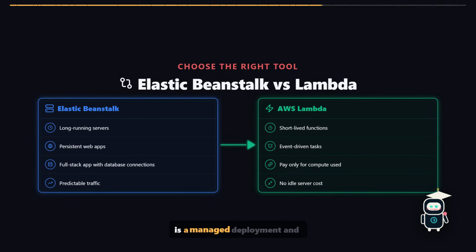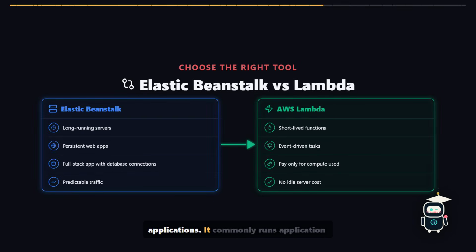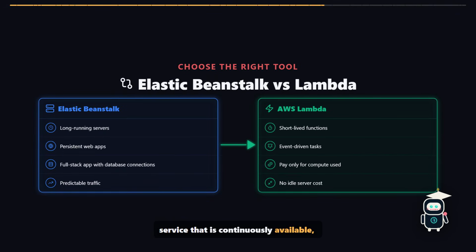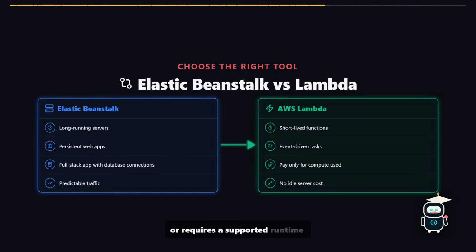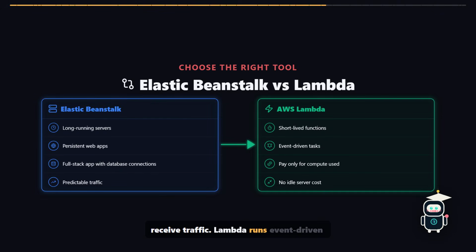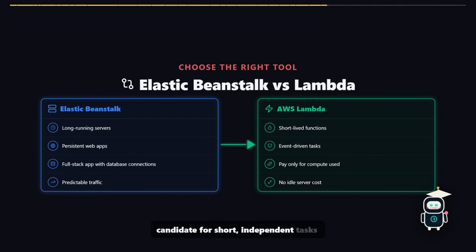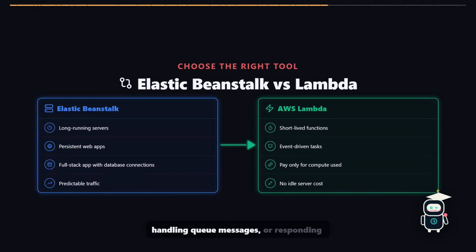Elastic Beanstalk and Lambda solve different workload problems. Elastic Beanstalk is a managed deployment and environment service for supported web applications. It commonly runs application code on EC2 instances, which can be appropriate for a service that is continuously available, needs a traditional web server model, or requires a supported runtime environment that stays ready to receive traffic. Lambda runs event-driven code. It is a strong candidate for short, independent tasks, such as processing file uploads, handling queue messages, or responding to API events.